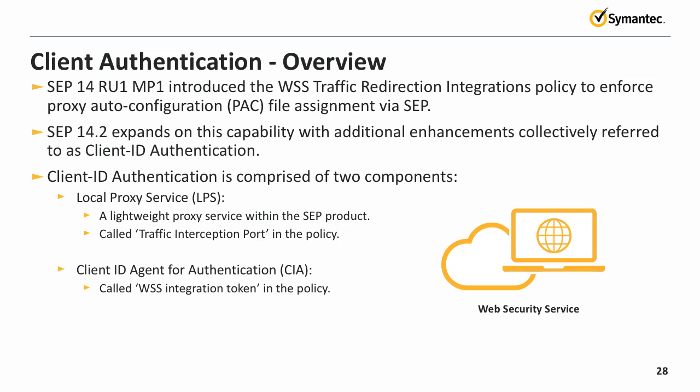SEP 14.2 expands on this capability with additional enhancements collectively referred to as Client ID Authentication. Client ID Authentication is comprised of two components: the Local Proxy Service, or LPS, which is a lightweight proxy service within the SEP product. It's called Traffic Interception Port in the policy, and the Client ID Agent for Authentication, or CIA. It's called the WSS Integration Token in the policy.